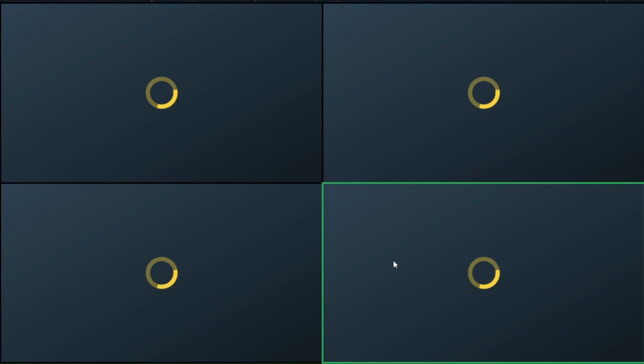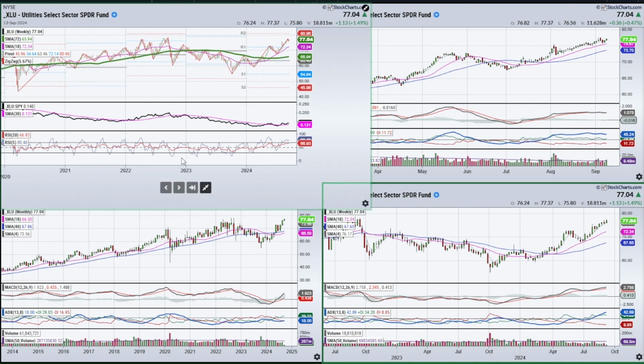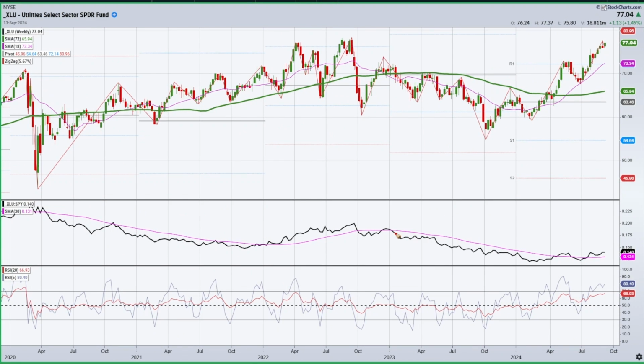All right, now look at something like XLU. This is the one that I want to give as a pretty good example. So we get this move, we get this turn.